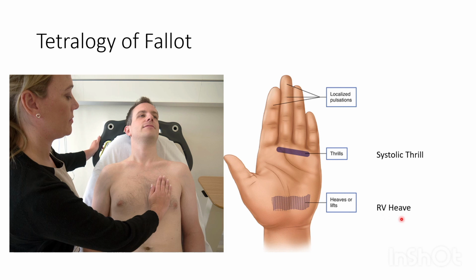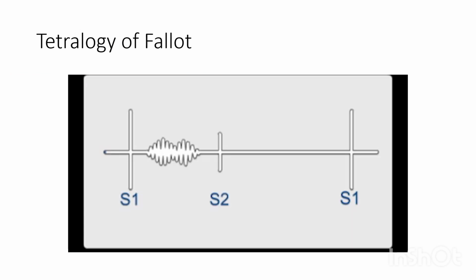Heave is uplifting of the hand due to impulse. If you place your hand on the chest, it will be uplifted due to impulse. This is called heave. Thrill is a palpable murmur. A sensation of vibration will be felt at this point. This is called systolic thrill. This is the ejection systolic murmur of tetralogy of Fallot.